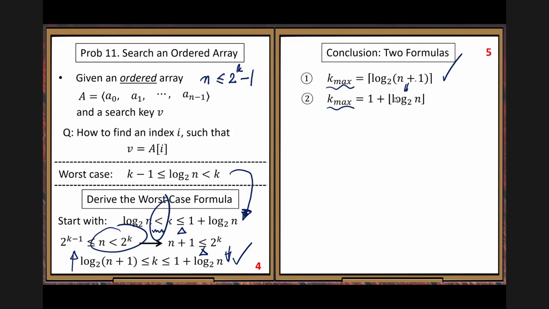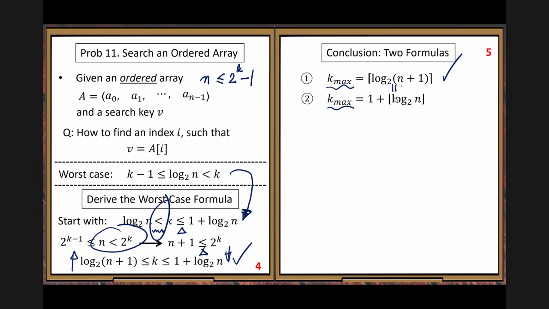It's a good exercise for you, but you need to do a lot of work. It can be proved, and it is also a formula in our textbook. These two expressions are the same, and either of the two gives us the accurate formula for the worst case efficiency of the binary search.